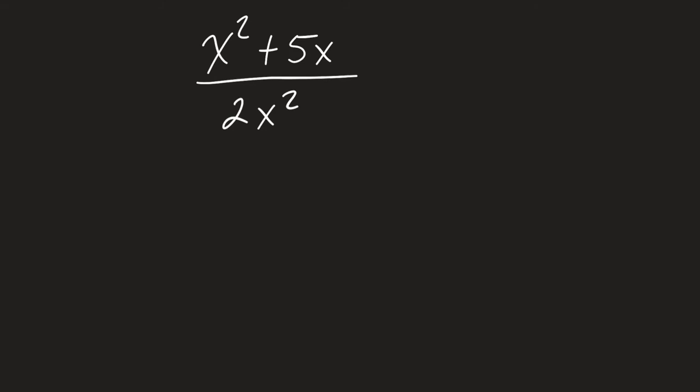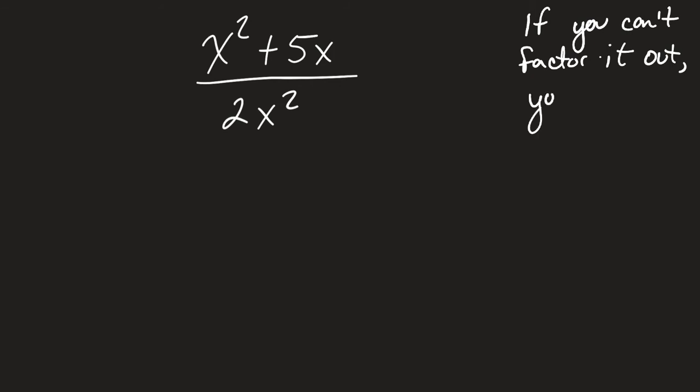Now we get into actually factoring these things, and simplifying, excuse me. One phrase you need to keep in mind, you might want to write this one down as well: if you can't factor it out, you can't cancel it out. So keep that in mind as you go through. If I can't factor it, I can't cancel it.